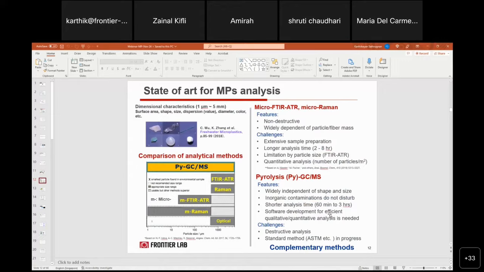For sediment, it's a density separation, some organic treatment, oxidation treatment, then the analysis. For biota, it's density separation, oxidation, then the analysis.